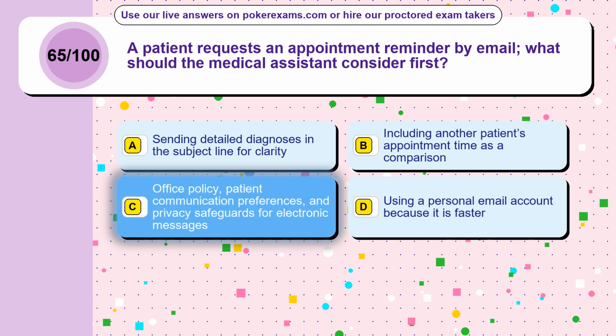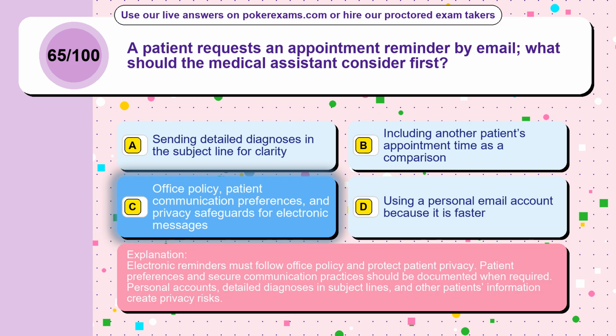The correct answer is option C, office policy, patient communication preferences, and privacy safeguards for electronic messages. Electronic reminders must follow office policy and protect patient privacy. Patient preferences and secure communication practices should be documented when required. Personal accounts, detailed diagnoses in subject lines, and other patients' information create privacy risks.